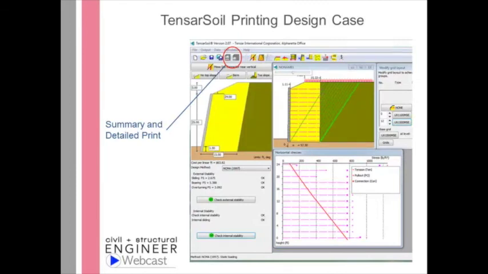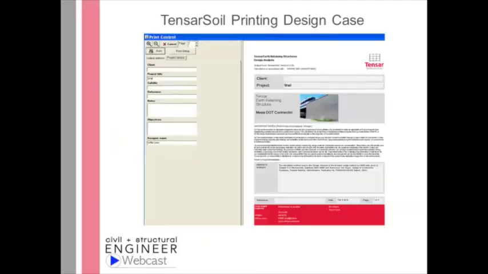Once you have completed your design case, you can click on either of the two print icons shown here circled in red. The detailed print is more thorough than the summary print, as we described earlier. Clicking on either of the icons will bring you to this print control window. On the left, you have data entry fields, and on the right, you have a print preview area.